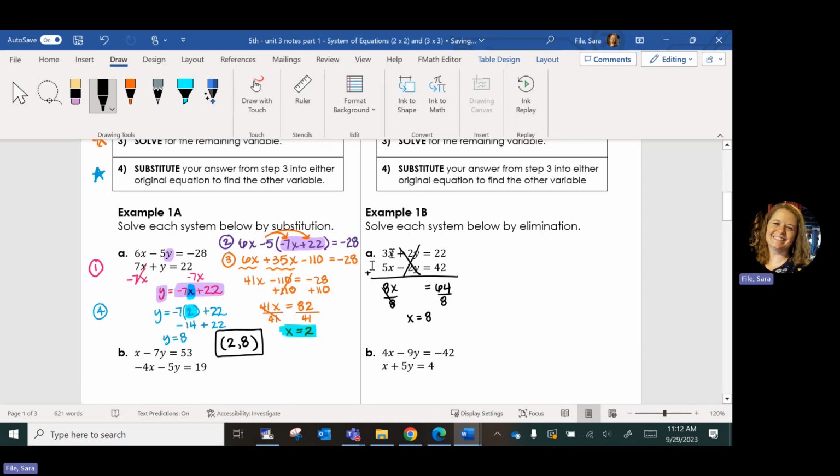Yes, I'm adding these, each of these columns. I'm adding the x's, adding the y's, adding the constants.